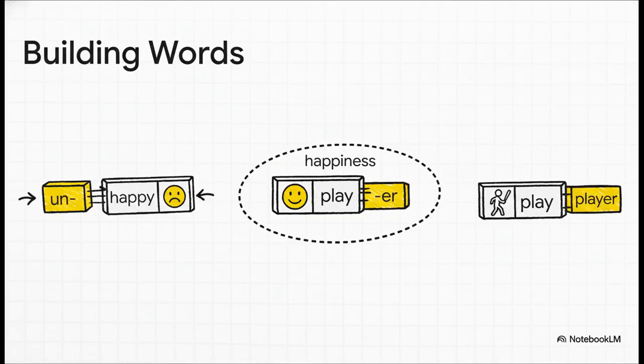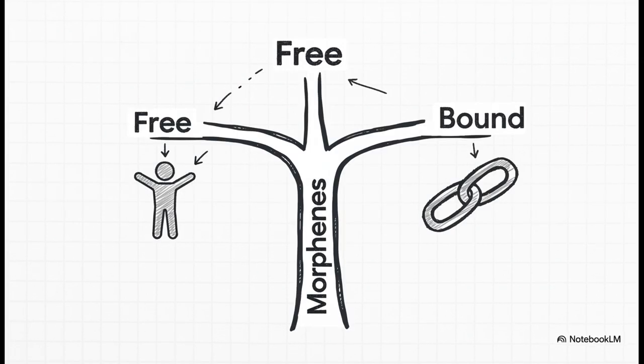And just look how they work. It's so elegant. You take a core idea, a morpheme like happy, you snap on the morpheme un, and boom, you've completely flipped the meaning. You take play and add er to talk about the person who plays. These aren't just letters, these are tiny, powerful packages of meaning. Okay, so to really get how these meaning bricks work, we have to know that they're not all the same.